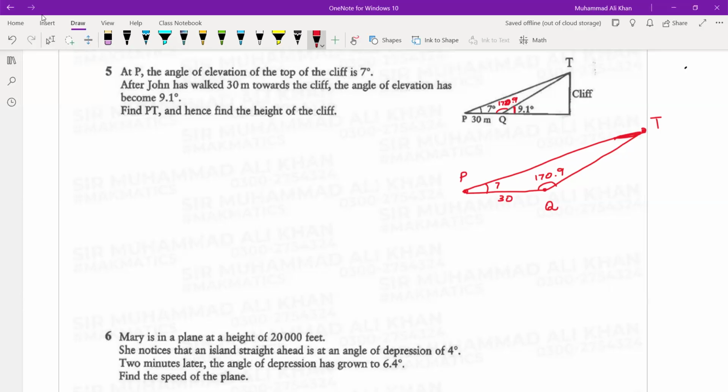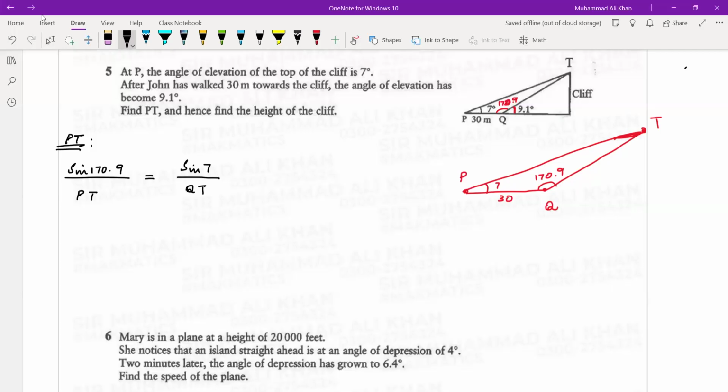Now we have to calculate the PT side, by using sine law. अब आइए, how to calculate PT side? अगर मैं स्टार्ट करता हूं 170.9 से, साइन 170.9 डिवाइडेड बाय PT. इन दिस ट्राइंगल साइन 170.9 डिवाइडेड बाय द ऑपोजिट साइड इक्वल्स टू, अब सुनिएगा जरा, हियर अगर मैं लिखता हूं साइन 7, इसके ऑपोजिट पर क्या है? डिवाइडेड बाय QT साइड, राइट?